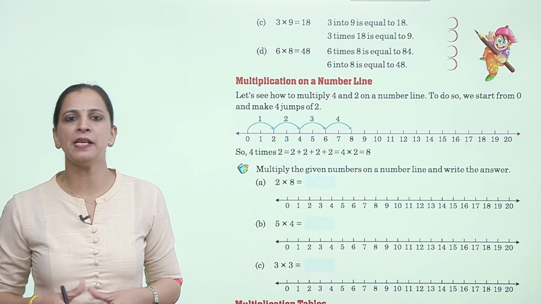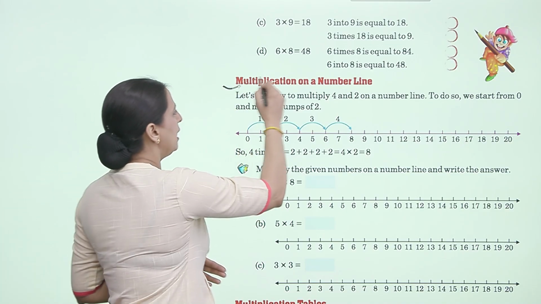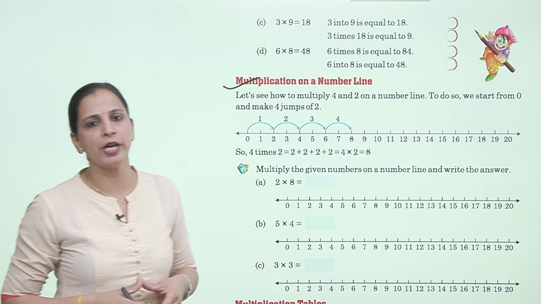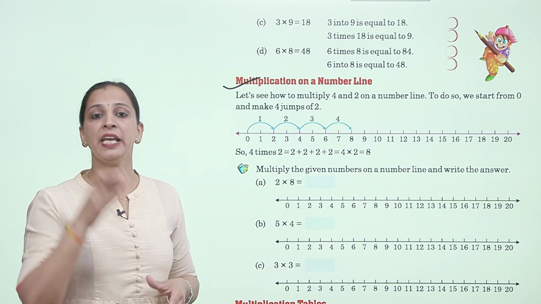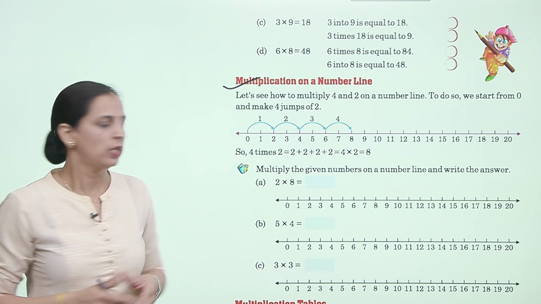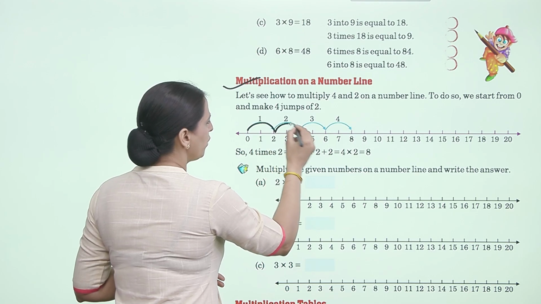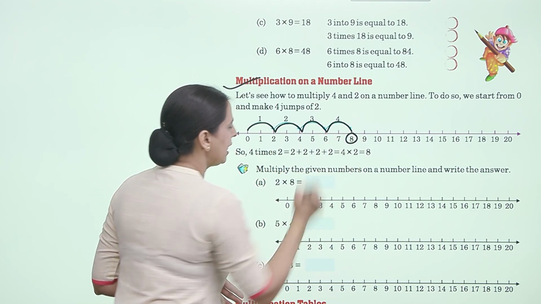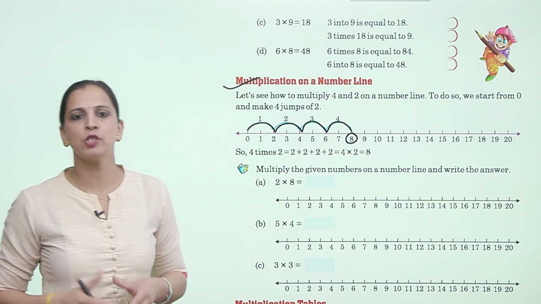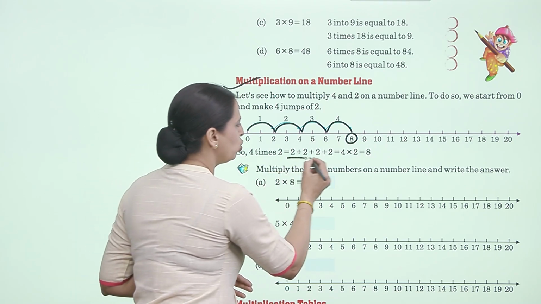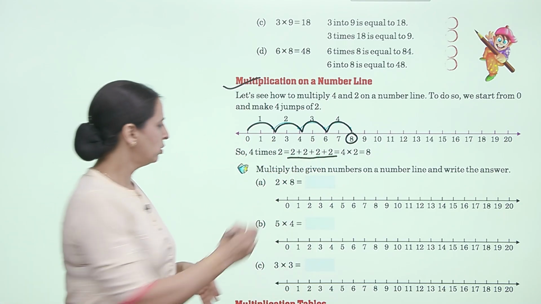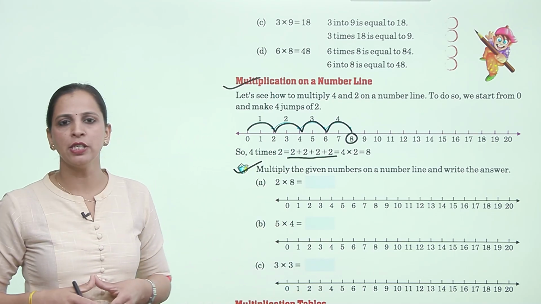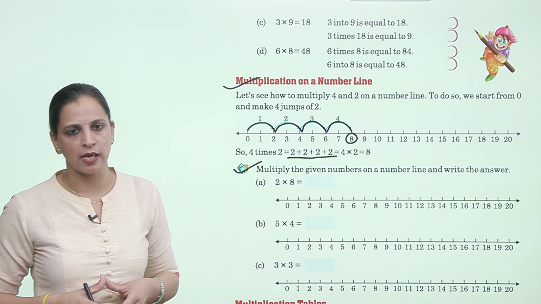Now next is multiplication on a number line. Let us see how to multiply 4 and 2 on a number line. To do so, we start from 0 and make 4 jumps of 2. Start from 0 to 2 के 4 jumps किए हमने. We reached at 8. So 4 times 2, that is 2 plus 2 plus 2 plus 2, is equals to 4 2s are 8. Now multiply the given numbers on a number line and write the answer.